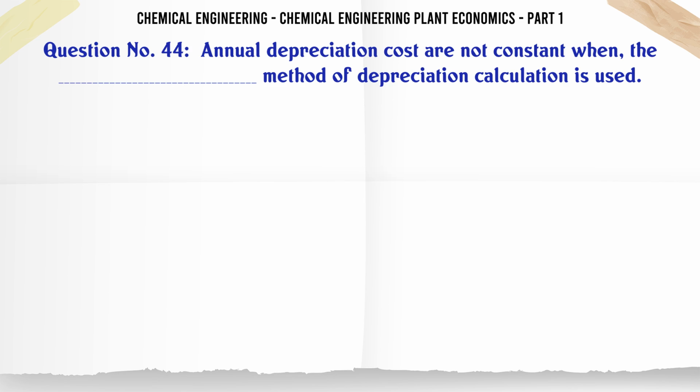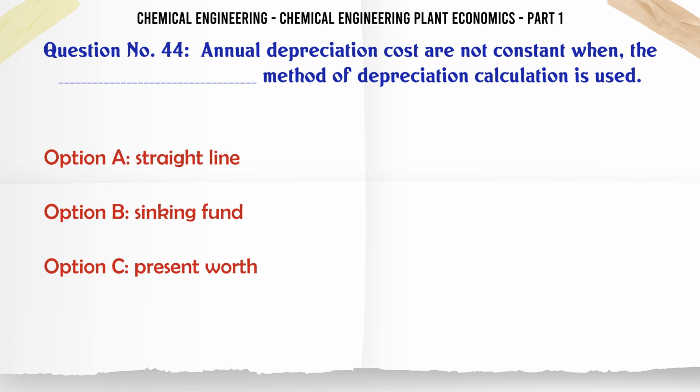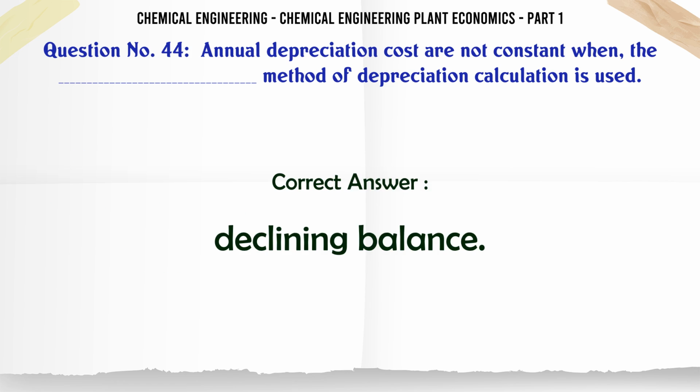Annual depreciation costs are not constant when the dash method of depreciation calculation is used. A. Straight line. B. Sinking fund. C. Present worth. D. Declining balance. The correct answer is declining balance.